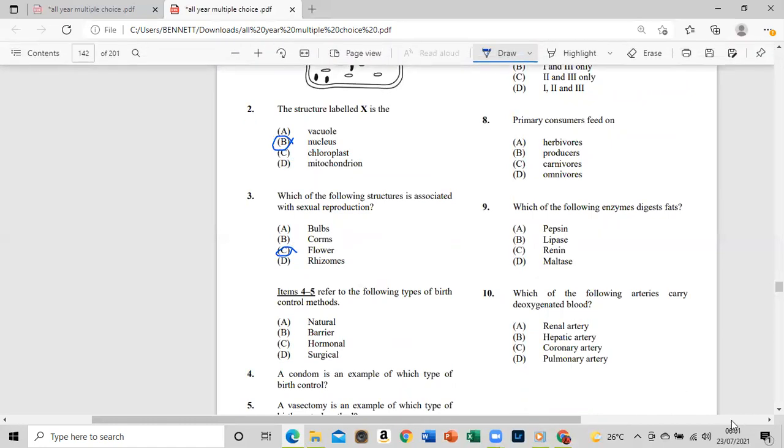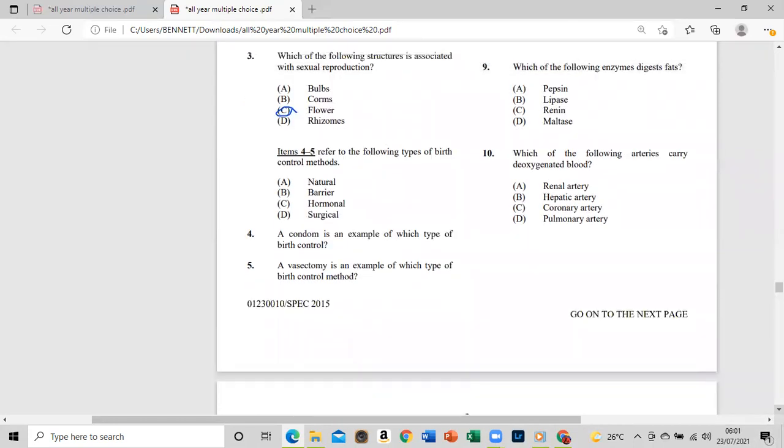Number 4, a condom is an example of which type of birth control? Is it natural, barrier, surgical, or hormonal? And that would be B, barrier. So 4 is B.